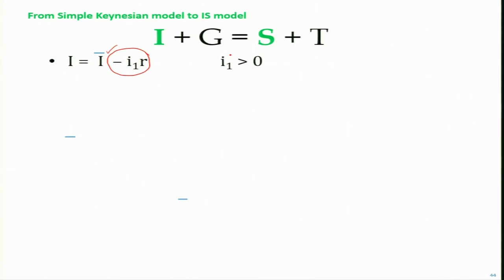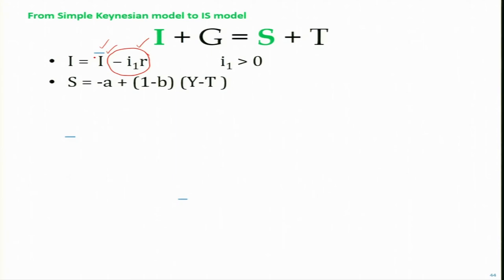In the IS model, we decompose the total investment into an autonomous component and an interest-rate-induced component. In the simple Keynesian model, we only assumed the autonomous component, with no interest-induced component.